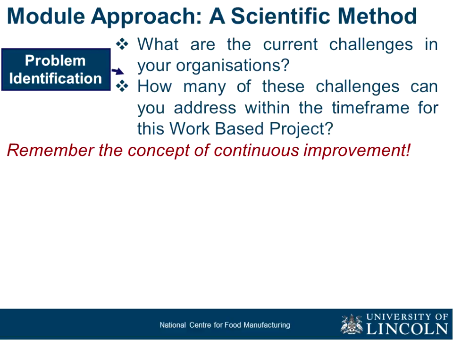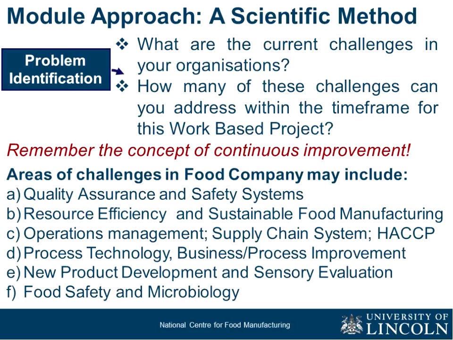Now, remember the concept of continuous improvement. Don't tell me, my organization is fine, we don't have any problem. No. Remember the concept of continuous improvement. Areas of challenge in a food company or in a service company may include quality assurance and safety systems, resource efficiency and sustainable food manufacturing. Resource efficiency is not limited to food. You may be thinking, the way we visit our customers, can't we plan in such a way that we visit two customers at the same time?